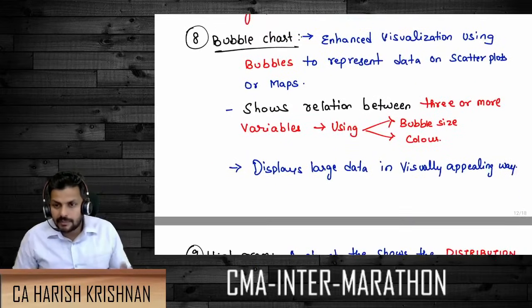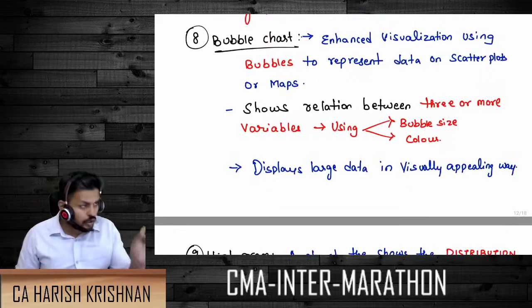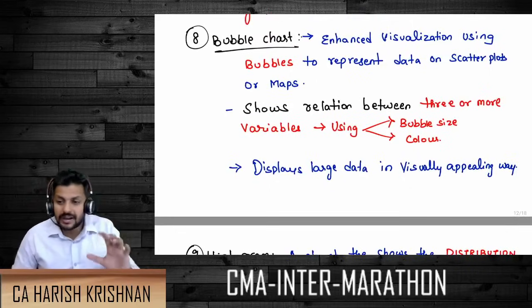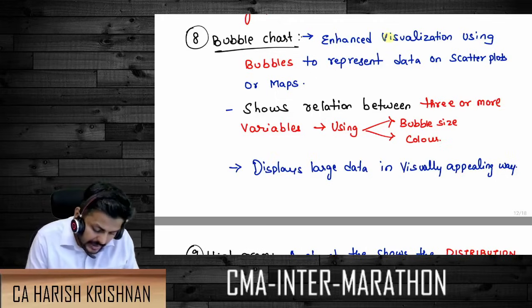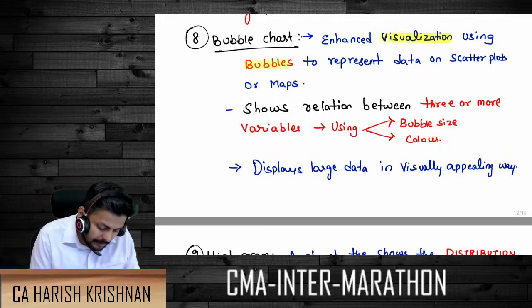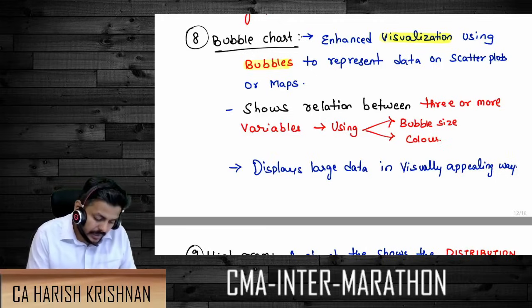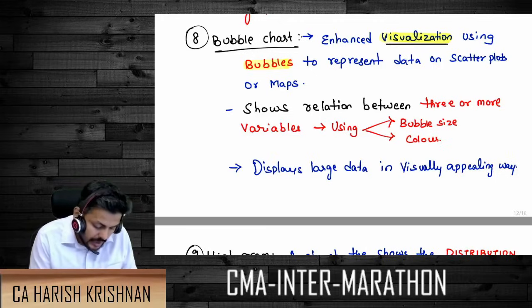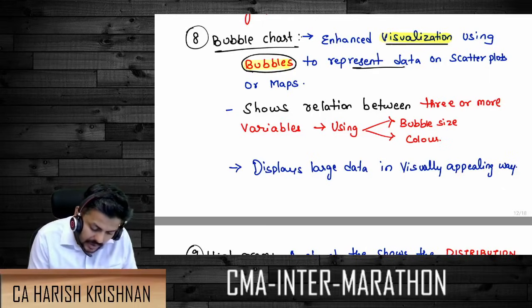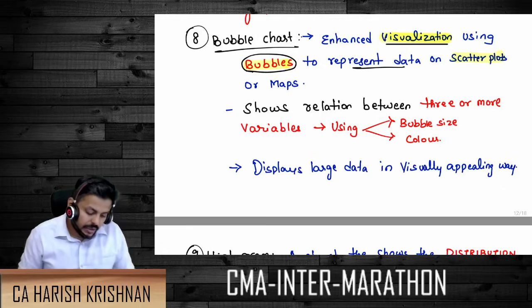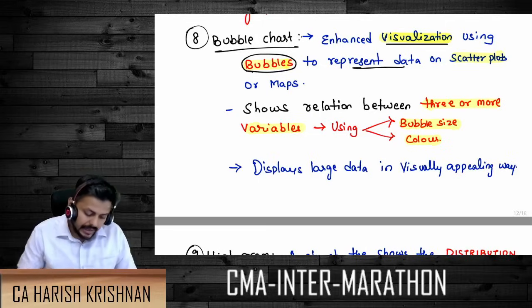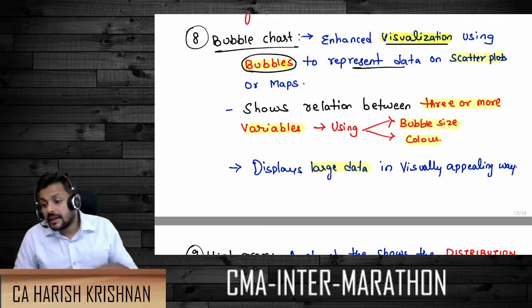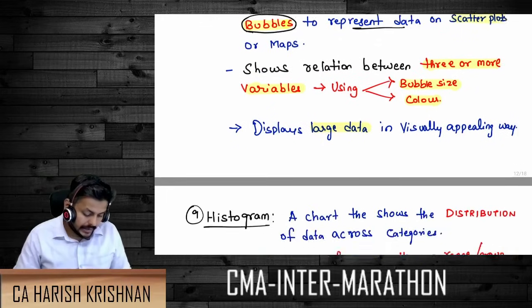It's very attractive. Then comes a bubble chart, right? Bigger bubble, smaller bubble. You can use different bubble colors to show the difference. Bubble charts are useful for presenting data in a very visually attractive manner. Okay, so let us see how that works. Enhanced visualization using bubbles to represent data on scatter plots or maps shows a relation between three or more variables using bubble size or color, and displays large data in a very visually attractive manner. That's what a bubble chart is.